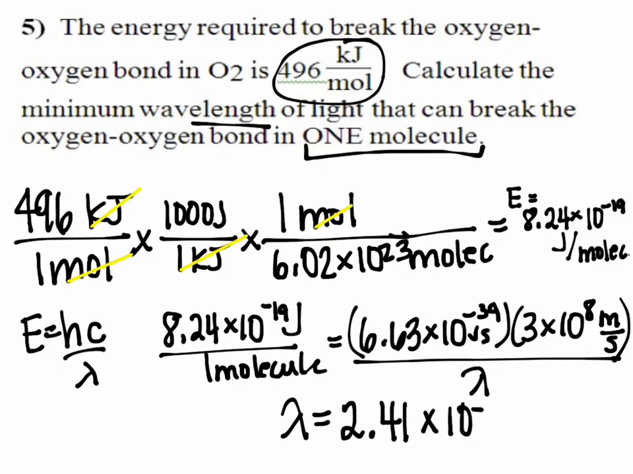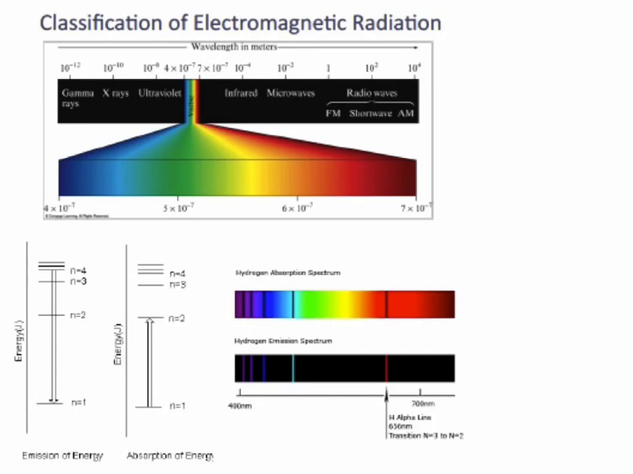.41 times 10 to the negative 7th meters. So that's the wavelength that we need to break that oxygen-oxygen bond. So on the next slide is where we can look and see what that is. Somebody look at that next slide and tell me what type of light we need? Ultraviolet. So ultraviolet is what is needed to break that bond.